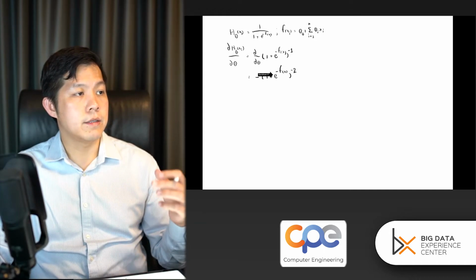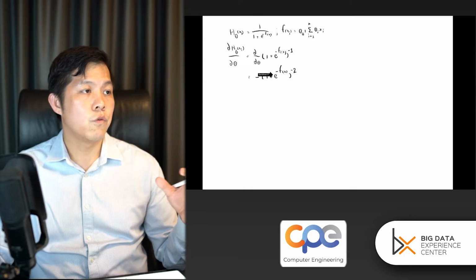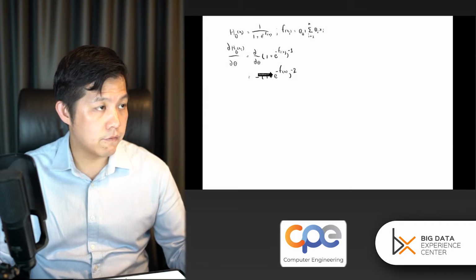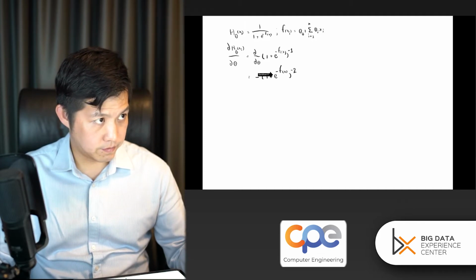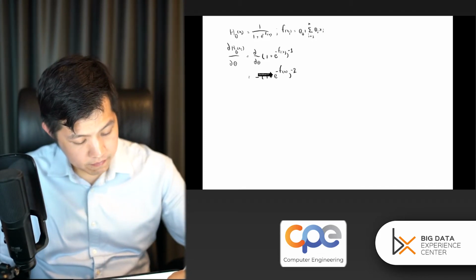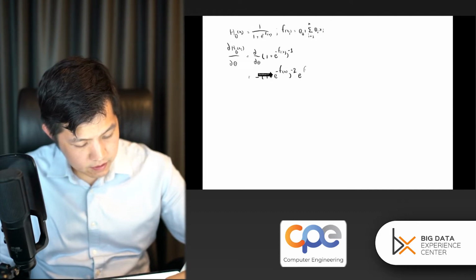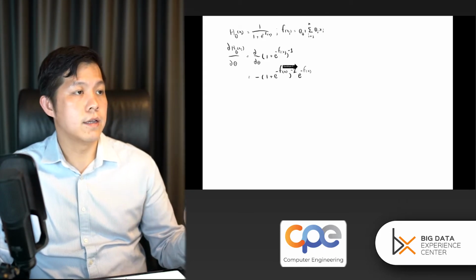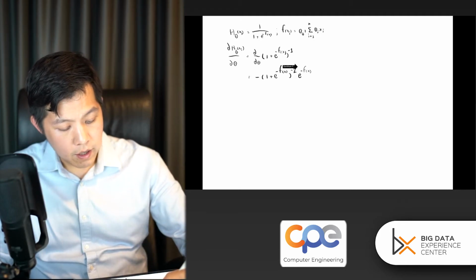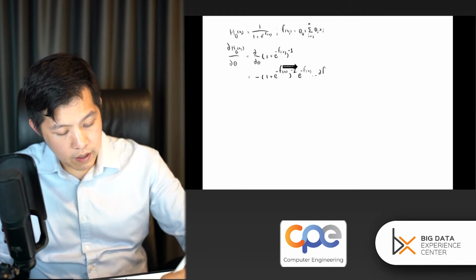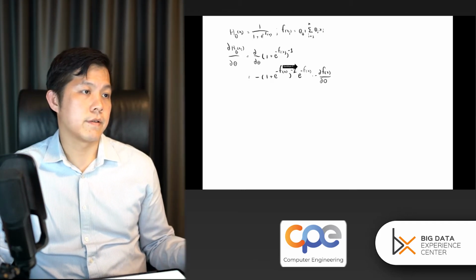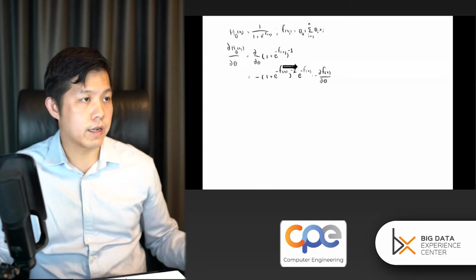But the second element, the derivative of e to the minus fx, would be e to the minus fx, and then the derivative of the inside again. The derivative of this inside would be minus curl fx by curl theta. Okay, it will be curl fx by curl theta.